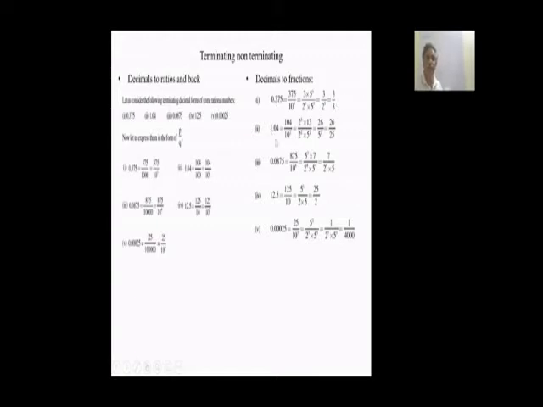Again 1.04 becomes 26 by 25. 0.00025 becomes 25 by 10 to the power 5. That means 1 by 4,000. This is the P by Q form. So a decimal to P by Q form, but not in smallest terms. It is in terms of multiples of 10 in the bottom. If you go to next.